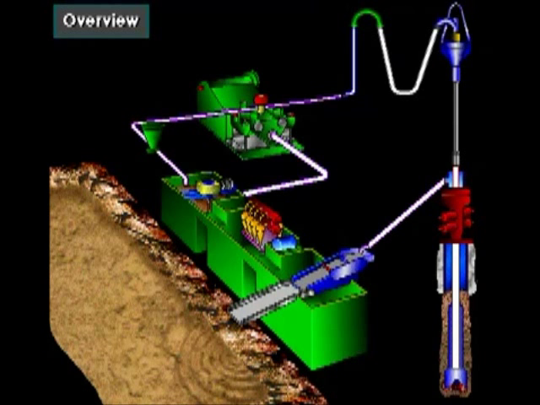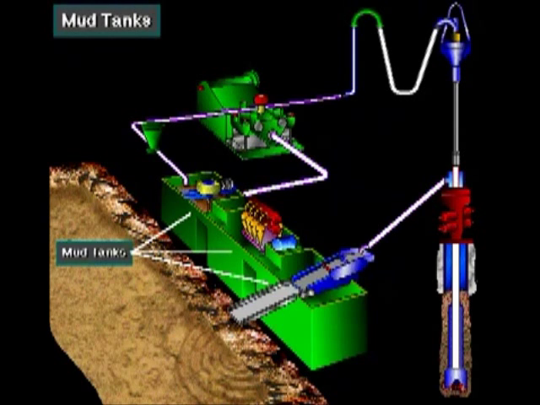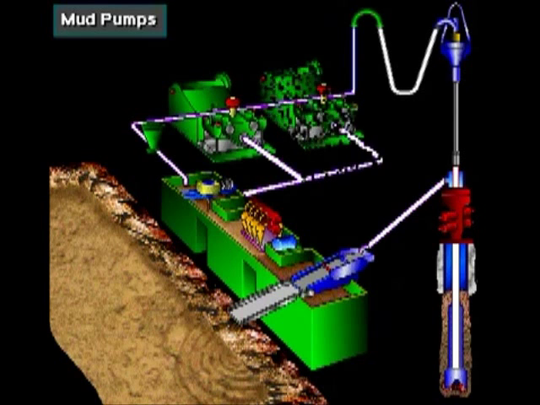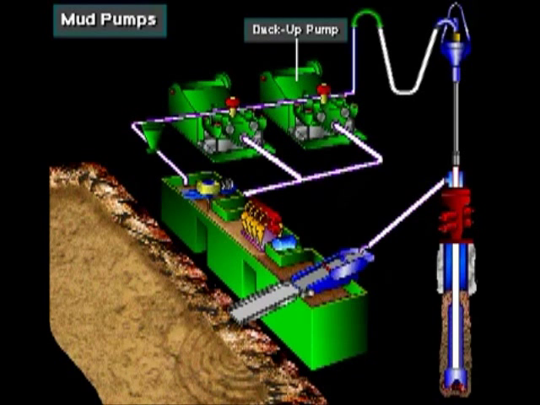The rig uses many pieces of equipment to circulate and treat or condition the mud. Mud circulation begins here, in the mud tanks, sometimes called the pits. Crew members prepare the mud in these tanks and make it ready for circulation. The heart of the circulating system is the mud pump. Often, rigs have two pumps, one primary pump and one for backup.